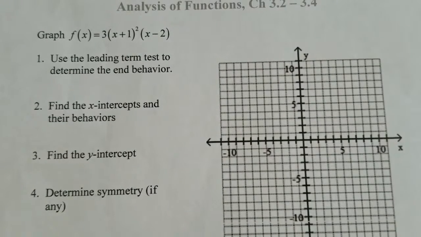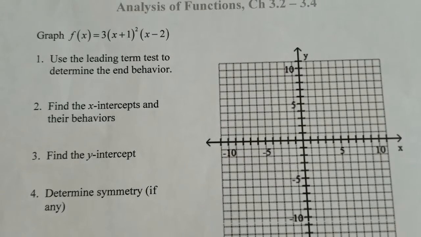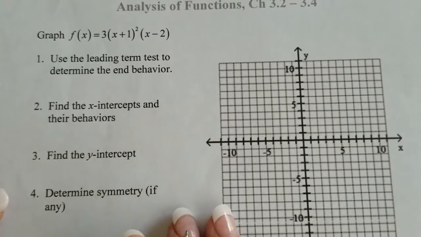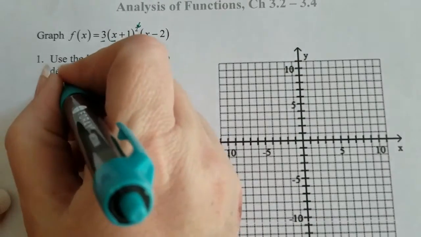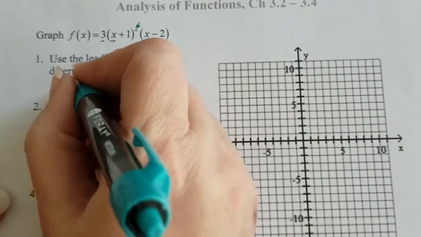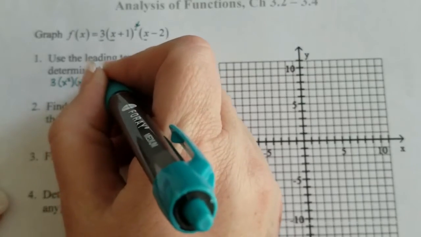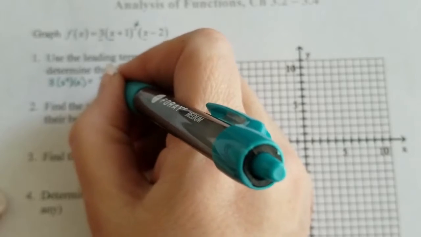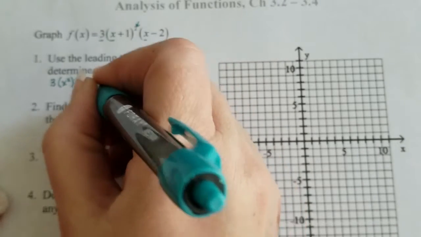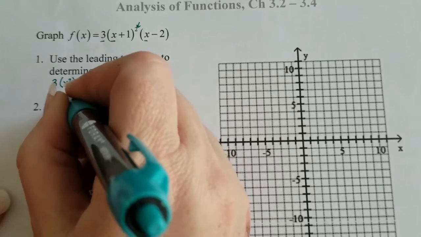So let's look at this function. f of x equals 3 times (x plus 1) squared times (x minus 2). First thing we want to do is find the leading term, use that leading term test to determine the end behavior. Now the leading term, we're going to take the leading term of 3 in each factor, x squared and x. So our leading term is 3x cubed. The exponent is odd, and the leading coefficient is positive.